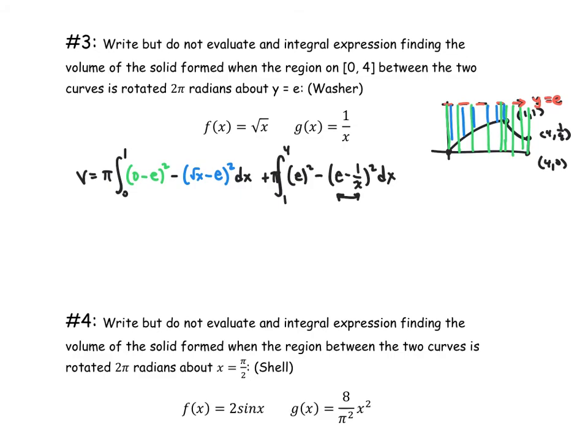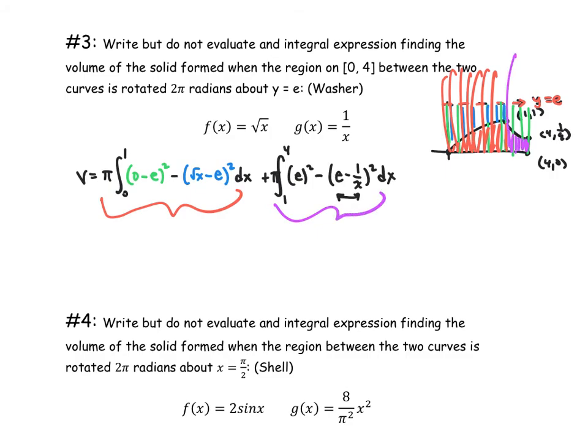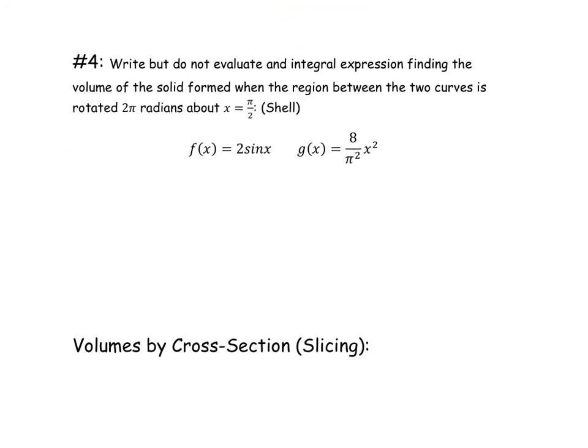But what this would do is this would find this volume when that space is revolved around our line, right? And then the other integral would find the volume of the second portion of that graph revolved around the same axis. Okay? All right, let's look at another do not evaluate example.